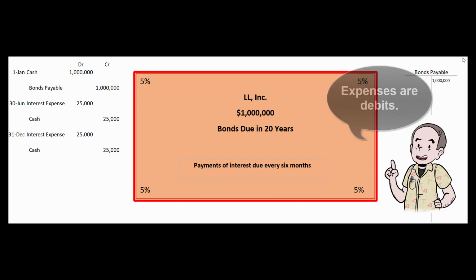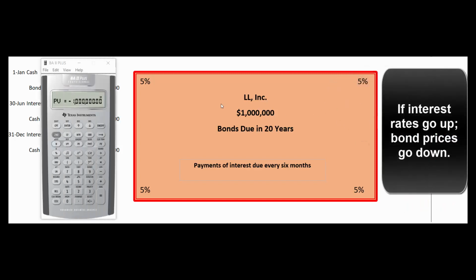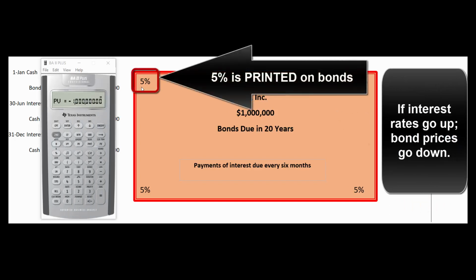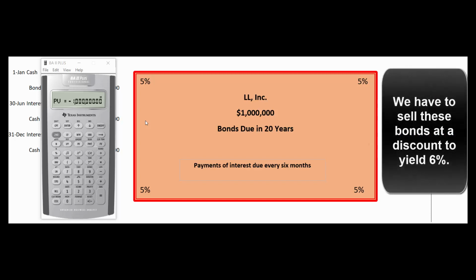But what happens if interest rates go up? Let's pretend interest rates go up 100 basis points. So they print the bonds up on Sunday night at 5%, and Monday morning interest rates have jumped to 6%. Well, no one's going to buy our 5% bonds when they can buy 6% bonds from our competitors. So we have to put our bonds on sale. We have to sell them at a discount. We have to sell them at a price that will yield a 6% return to our buyers.